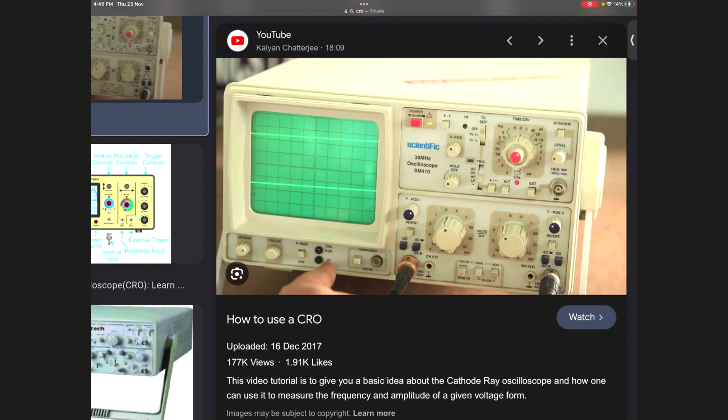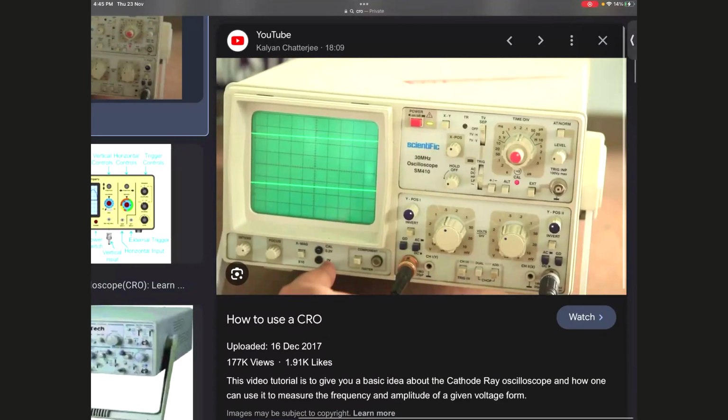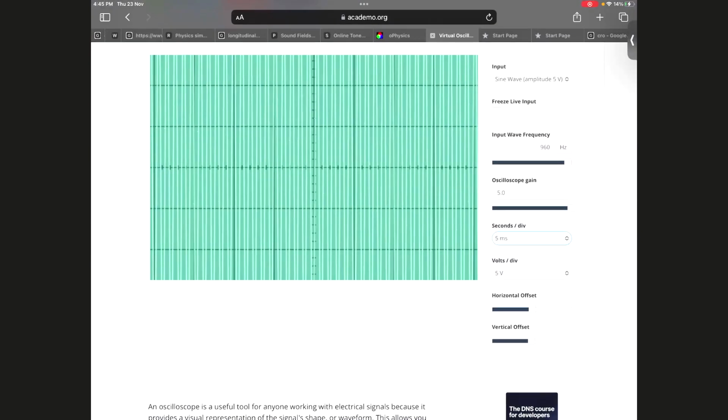Now এটার screen data, that's what our focus is on, the screen, right? So this screen is the one I've been showing you, this one, right? So how do I make my wave appear like one wave or two wave cycle, right? So see what we need to do here.